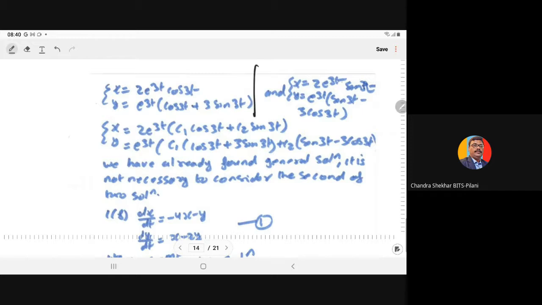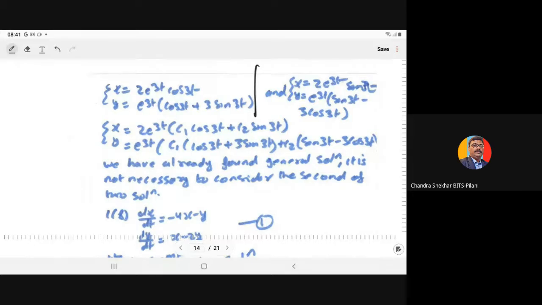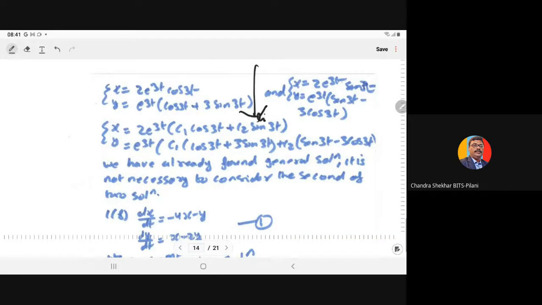From the real part you are getting x1, y1, and from the complex part you are getting x2, y2. So x1 will be 2 e to power 3t cos 3t, y1 is e to power 3t cos 3t plus 3 sin 3t. Similarly, x2 will be 2 e to power 3t sin 3t, and y2 will be e to power 3t sin 3t minus 3 cos 3t. These two are linearly independent, so their linear combination will give you the general solution.